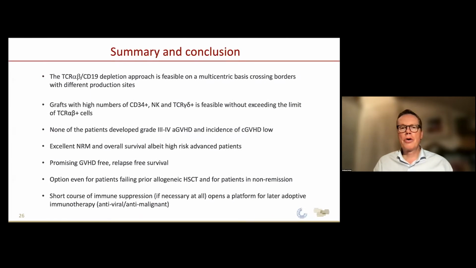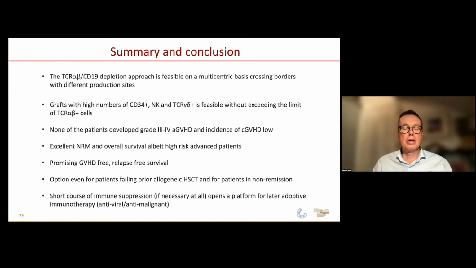So I would like to conclude my talk with the summary. We could show with this study that TCR alpha-beta CD19 depletion is feasible in a multi-center fashion, also in a multi-center GMP production setting. The grafts are very robust and quality assured and can be automatically produced in different GMP sites. We saw a very low rate of acute GVHD and a low rate of chronic GVHD, and in particular, we did not lose any patients to acute GVHD.